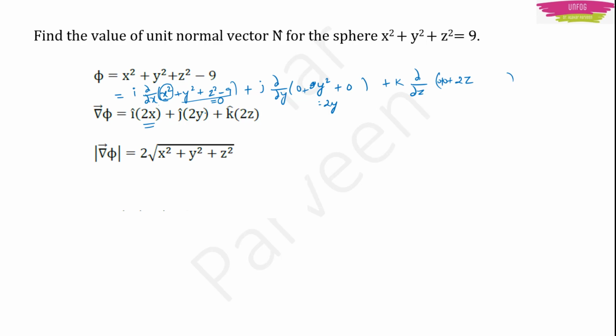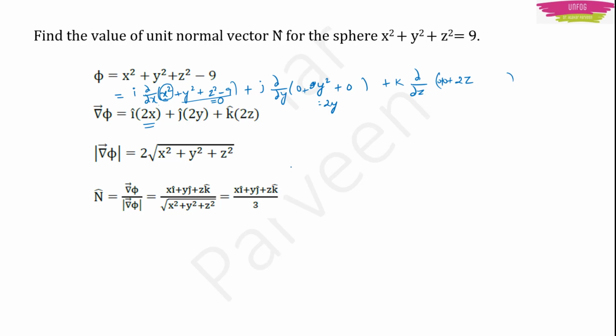Now you can find the magnitude of this vector. How do you find the magnitude? You take the 2 common and you take the square root of x square plus y square plus z square. Now you have to find the normal, right? To find the normal, you have to do del phi by magnitude of del phi. Okay, so this will be your answer.